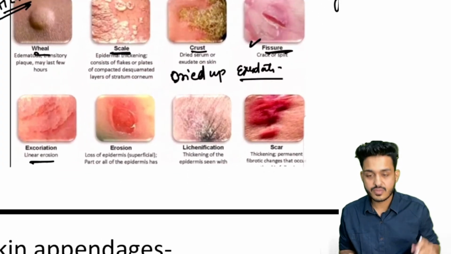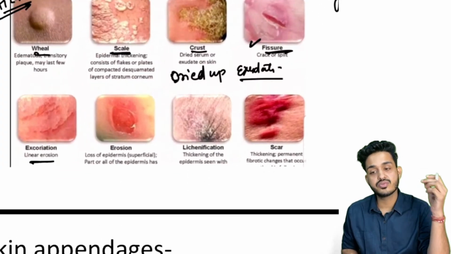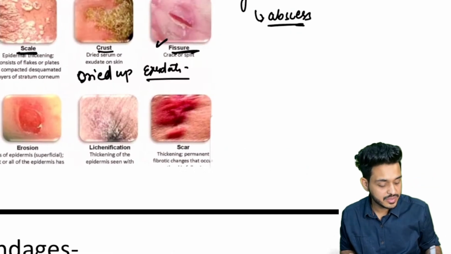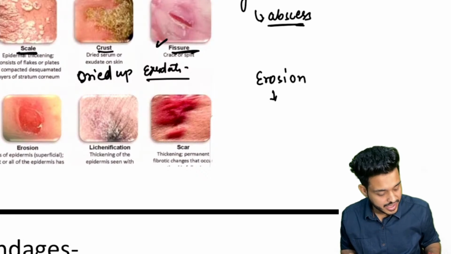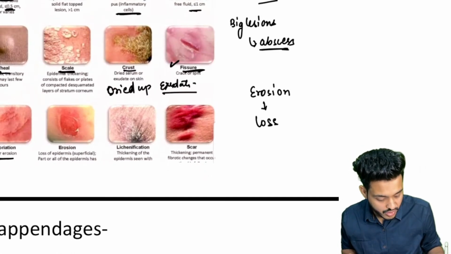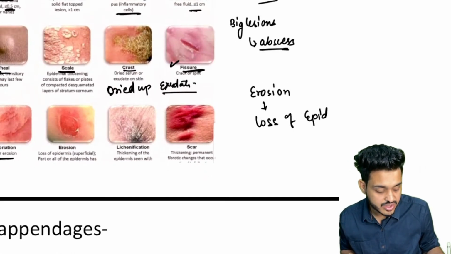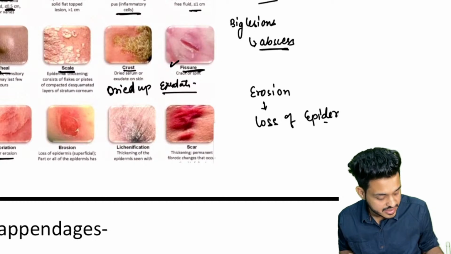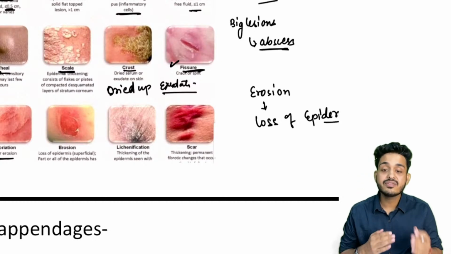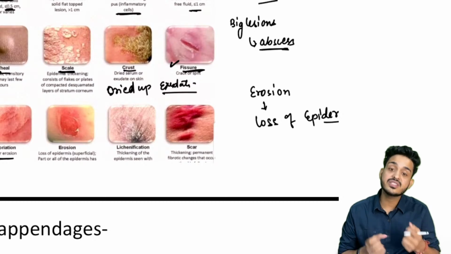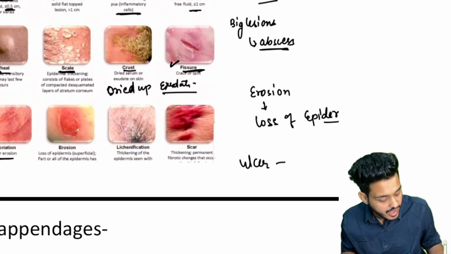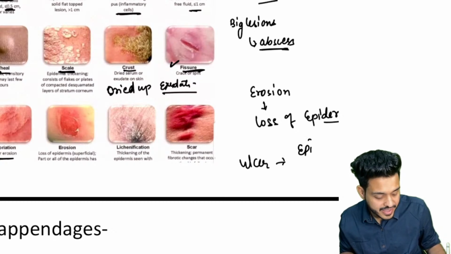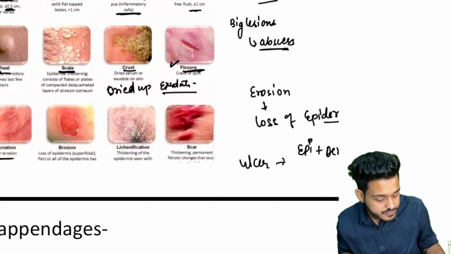Excoriation: if there is linear erosion, we call it excoriation. There will be erosion and there will be ulcer. Erosion is loss of epidermis. What do we call erosion? That is loss of epidermis. But if along with the epidermis, the dermis is also damaged, then we call it ulcer. What is an ulcer? Loss of epidermis plus dermis.